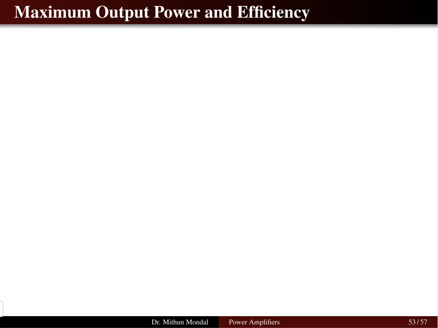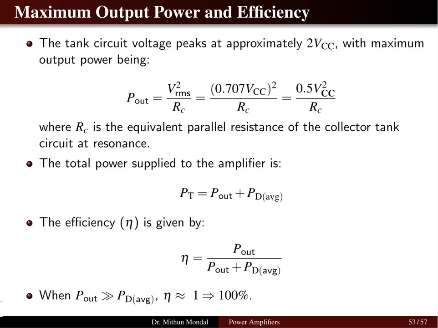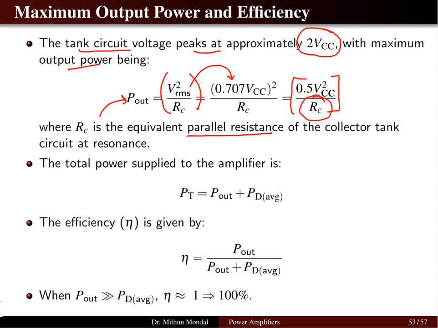So if we estimate what is the maximum output power and efficiency, the tank circuit is basically having the voltage peak at twice the supply voltage VCC, with the maximum output being given as the square of the RMS voltage by RC. This is the fundamental equation, and this RMS voltage can be written as the maximum voltage over root 2, squared. In that case, we get 0.5 VCC square by RC, where this resistor is basically the equivalent parallel resistance of the collector tank circuit at resonance.